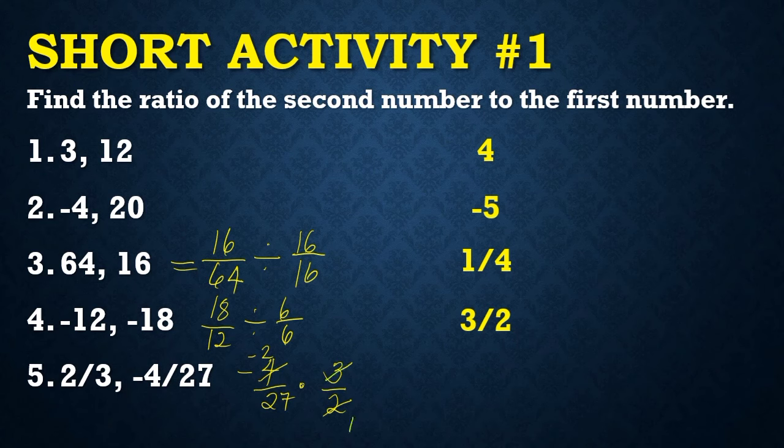And then yung 3 and 27, common factor nila is 3. So, 3 divided by 3, that is 1. And then 27 naman, 9. I-multiply ngayon natin yung mga natira. Negative 2 times 1, that is negative 2. And then 9 times 1, that is 9. So, our final answer will be negative 2 over 9.